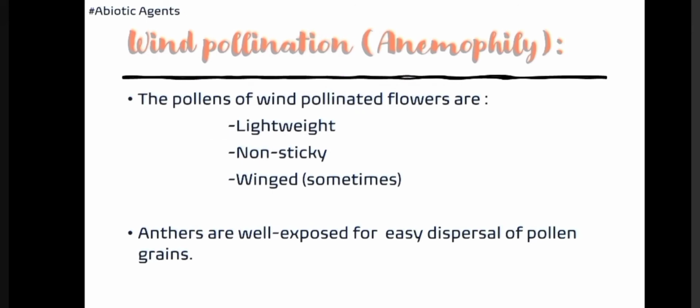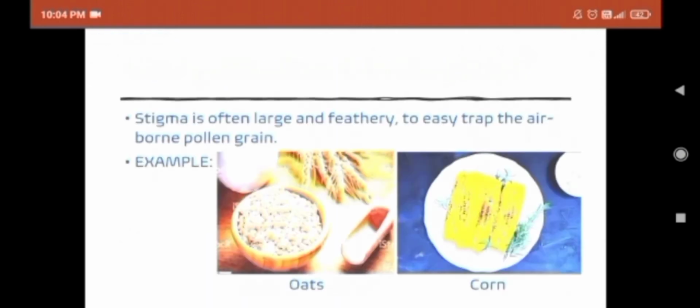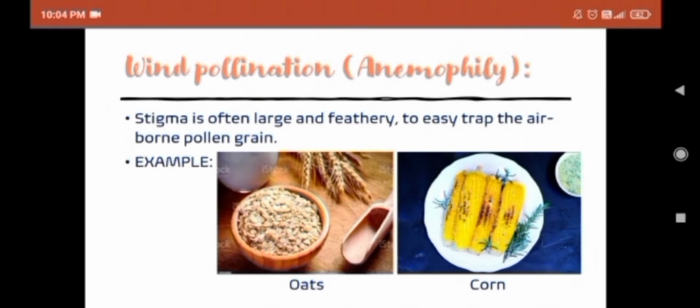In abiotic we have got wind pollination. It's also known as anemophily. Wind pollinated flowers are lightweight, non-sticky and winged sometimes. Anthers are well exposed for easy dispersal of pollen grains. And stigma is often large and feathery for easy trapping of airborne pollen grains. Examples are oats and corn.